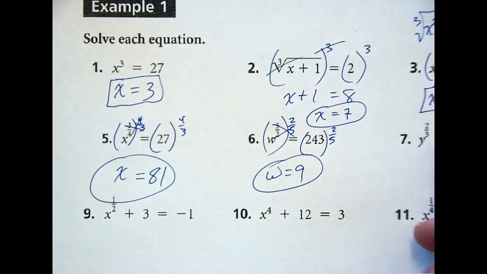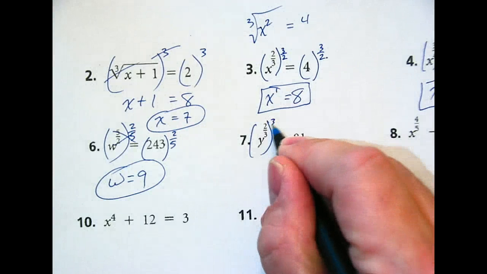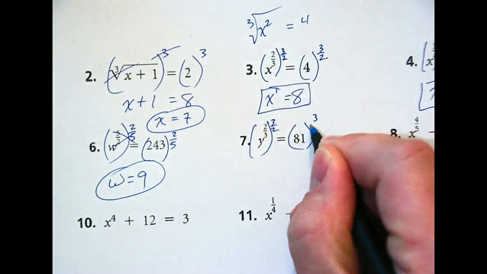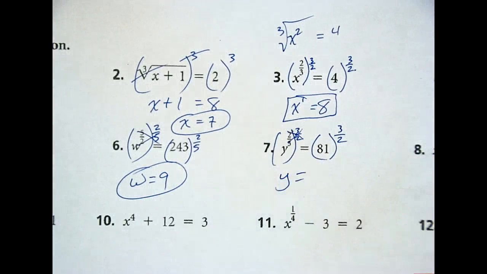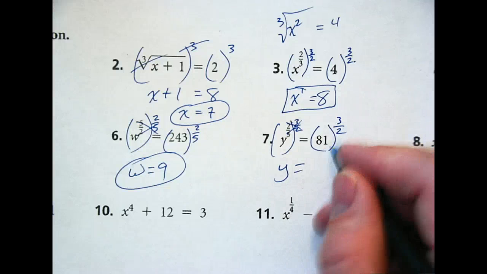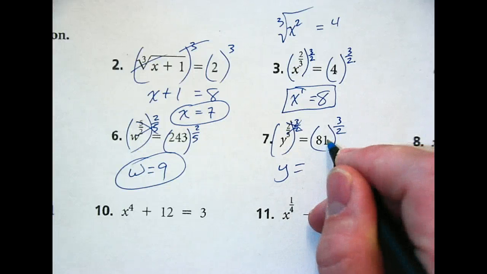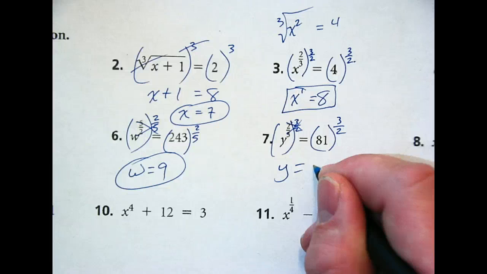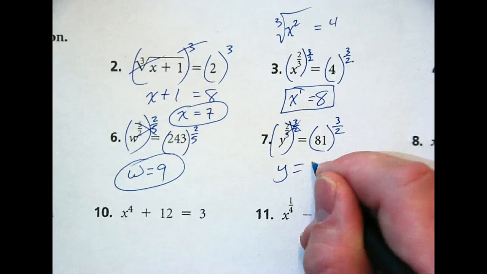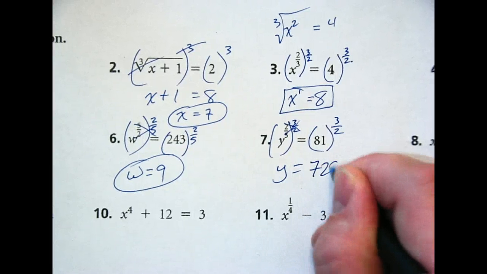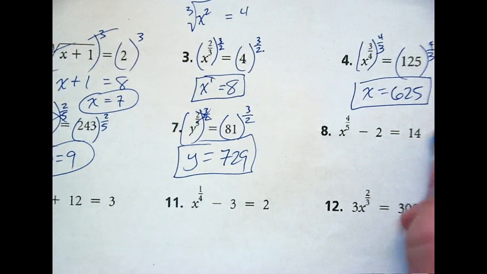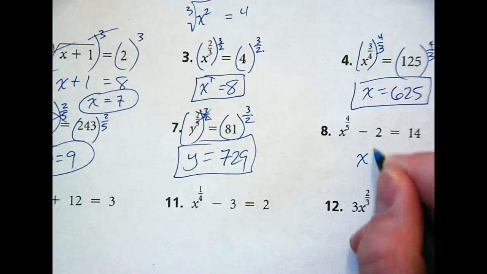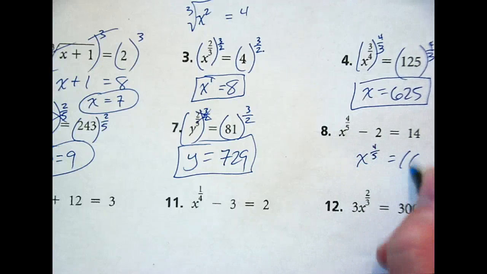Okay. This guy right here, raised to the 3/2. We get, they cancel. I'm left with y. Okay, square root is 9. Cubed is, what is it? 729. Okay, and then let's add 2. We get 16. So x to the 4/5 equals 16.